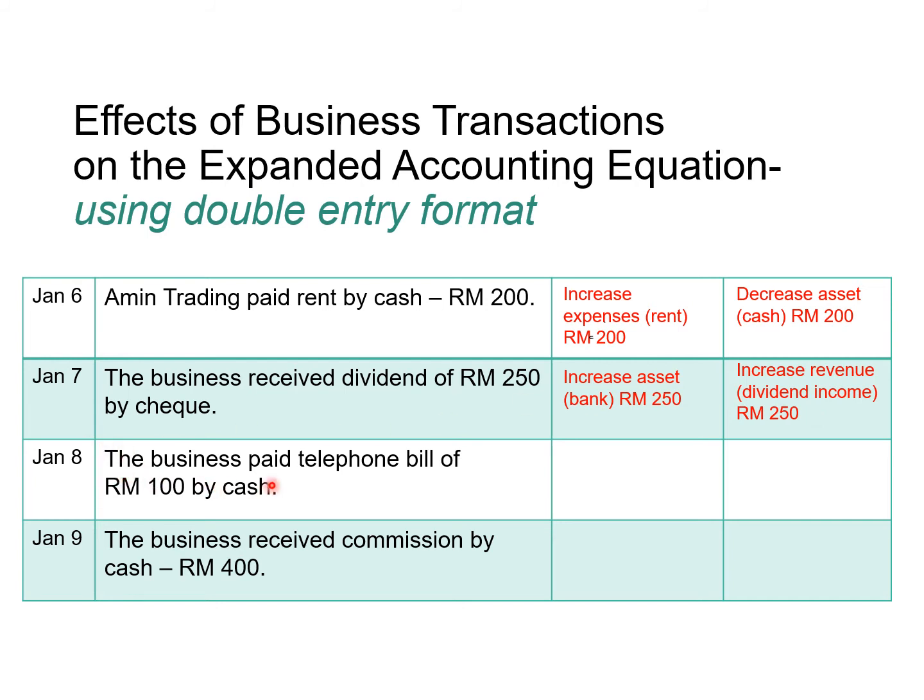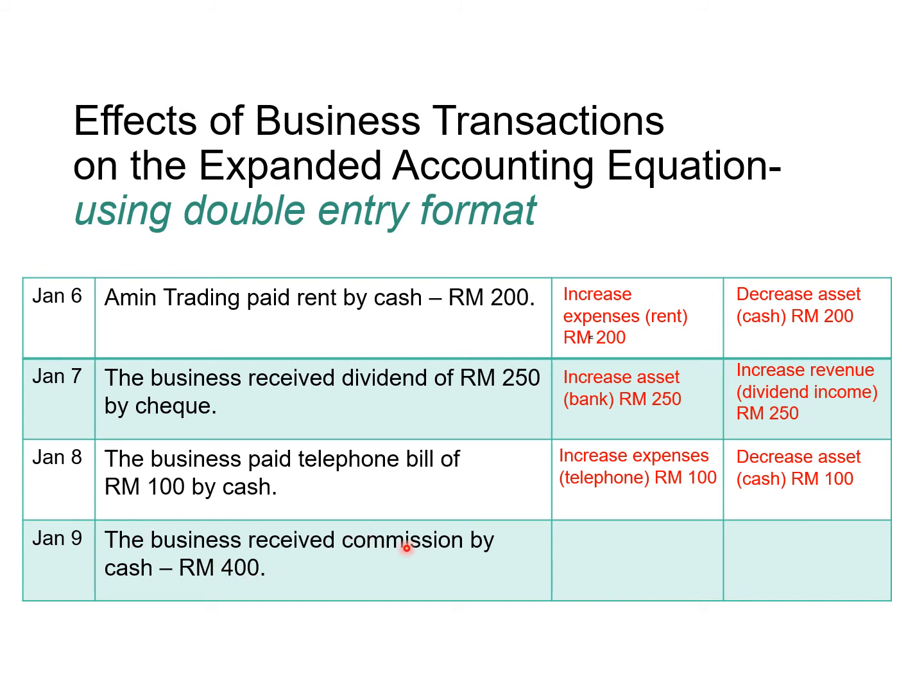January 8, the business paid telephone bill of 100 by cash. Sekarang ni dia bayar phone bill. So, phone bill ni adalah expenses. So, dia akan increase expenses dan dia bayar guna cash. So, dia akan reduce ataupun decrease asset. So, let's see. Increase expenses which is telephone sebanyak 100 dan juga decrease asset which is cash sebanyak 100.